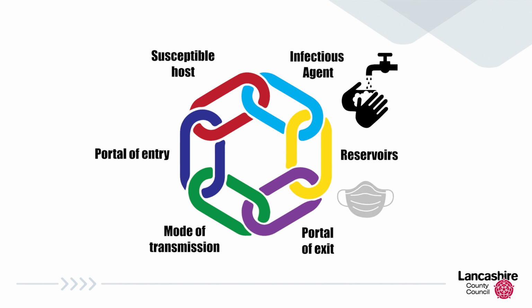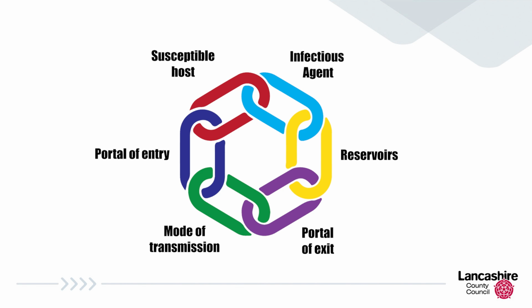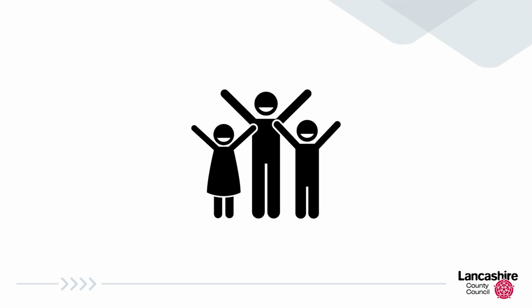Every link within the chain provides an opportunity for IPC measures to be implemented as demonstrated within this video. By understanding and addressing each of the 6 links, we can reduce the infections from spreading, preserving the well-being and safety of all individuals.